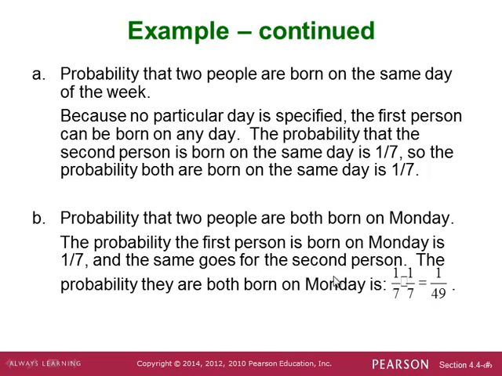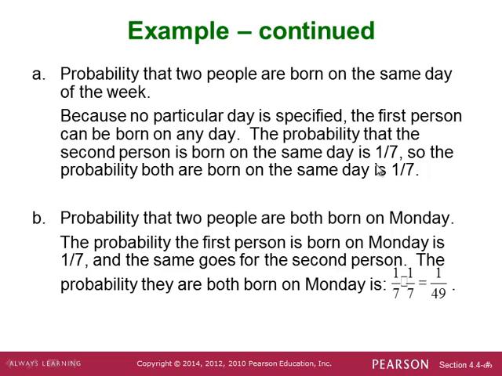Notice we have the word "and" to mean that the first person was born on a Monday and the second person was also born on a Monday. When you hear the word "and," that means multiply in the world of probability. So you multiply those individual probabilities, you get 1/49. Again, this is kind of a subtle idea here. These two events are separate from each other.